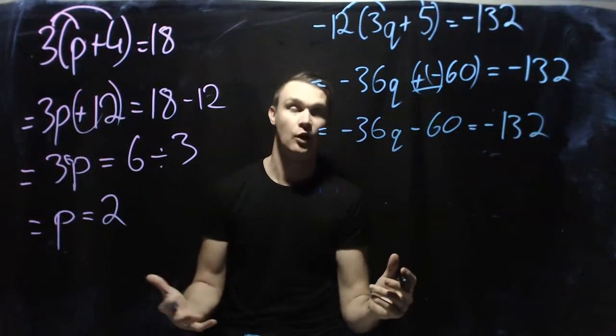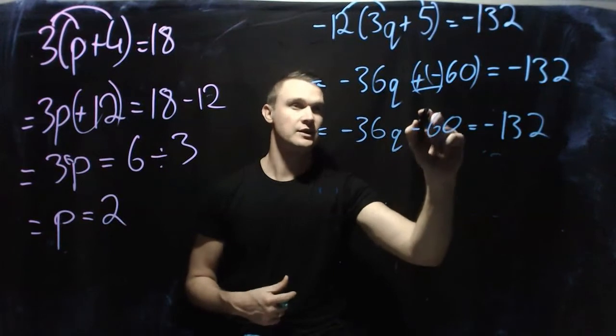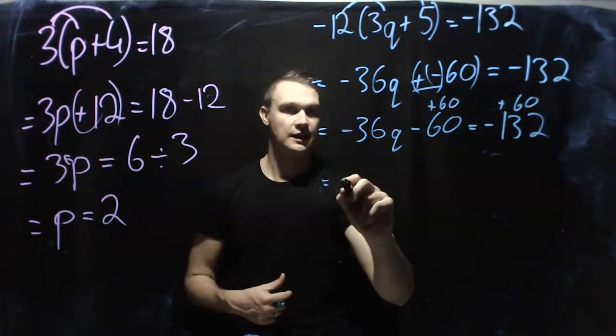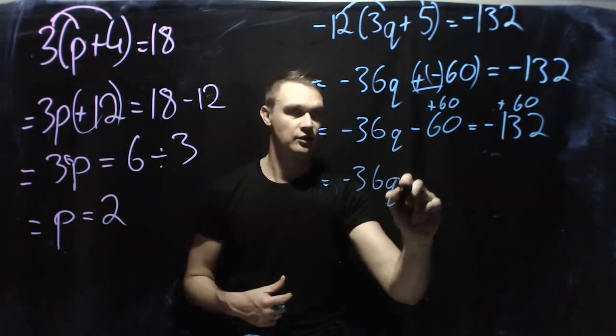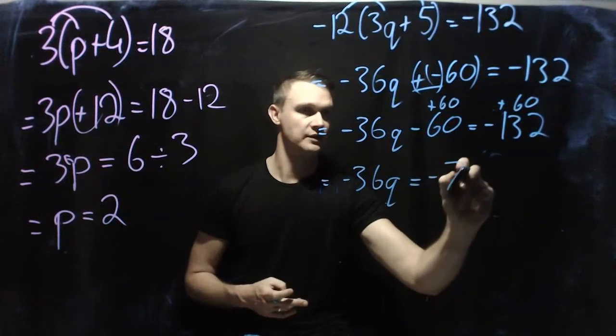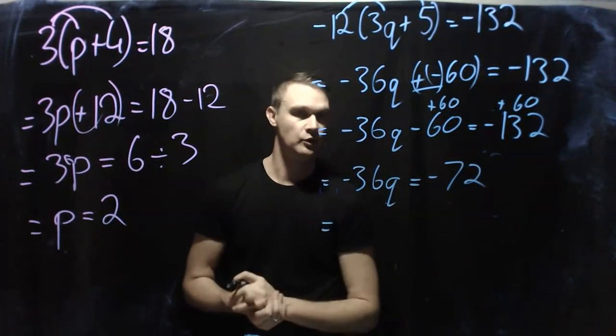And now we can again just solve using the balance method. So I've got negative 60 here. That means I need to add 60 on both sides. Okay, so we've got negative 36q equals negative 72. All right, and now I can move on to the next part.